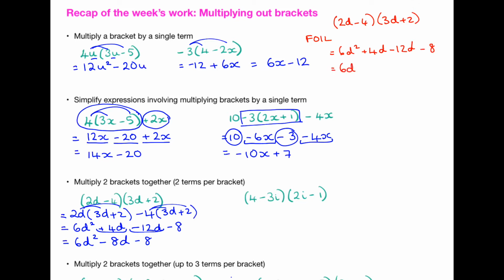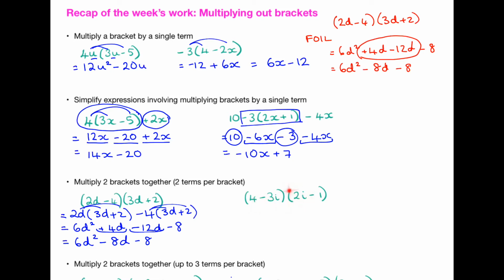So we've got 6d squared minus 8d when we combine these 2, and minus 8. Okay, which is obviously what we got when we did it by breaking the first bracket. Okay, so now we're going to move on to this question.